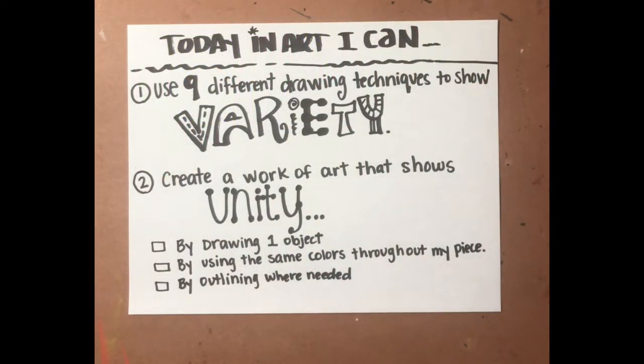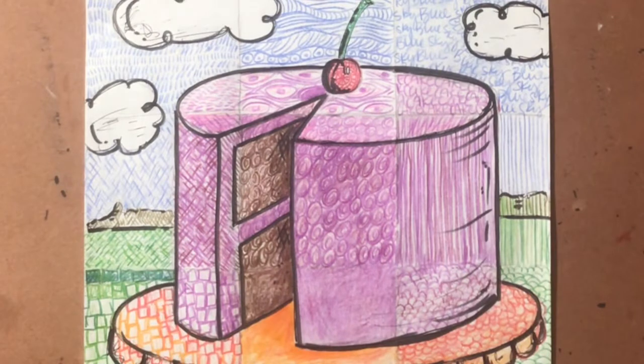Today in art, I can use 9 different drawing techniques to show variety. I can create a work of art that shows unity by drawing one object, by using the same colors throughout my piece, and by outlining where needed. All right, this is my sample, but yours is going to look different because you can choose any object you want.